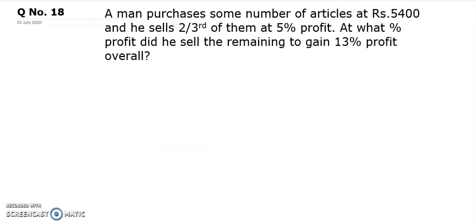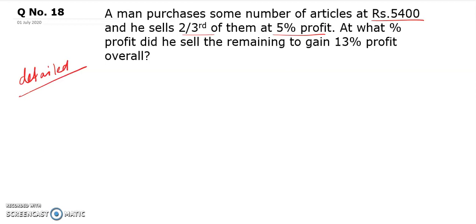Question number 18. A man purchases some number of articles at rupees 5400 and he sells 2/3 of them at 5% profit. At what percent profit did he sell the remaining to gain 13% profit overall? Now this question can be solved with different methods. I will show you two methods. One is detailed and one is shortcut. So first I will show you the detailed method.